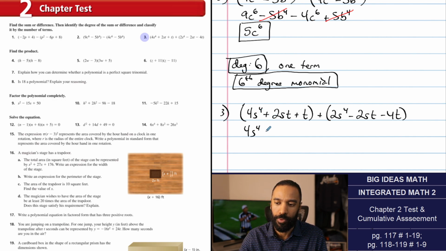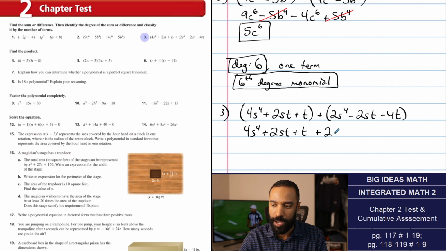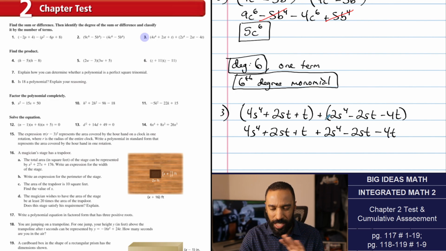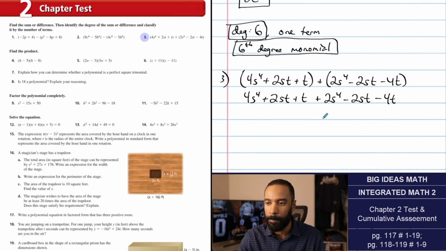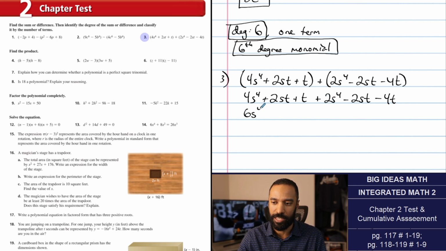But let's write it without parentheses just to see it clear as day what's going on. Now, addition is not going to change any of the signs as they were. Adding a positive is still a positive. Adding a negative is still subtraction. So just like that, but just seeing it without parentheses is a nice clarity moment. 4s to the fourth plus 2s to the fourth will give us 6s to the fourth.